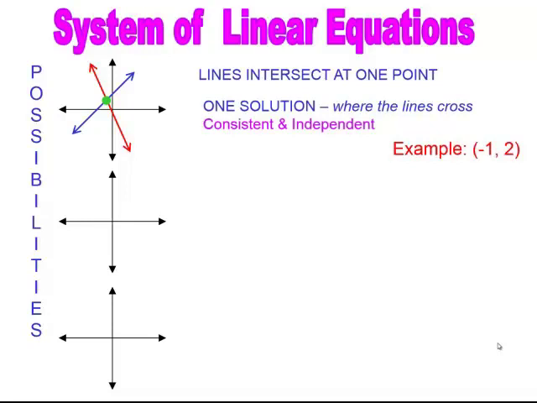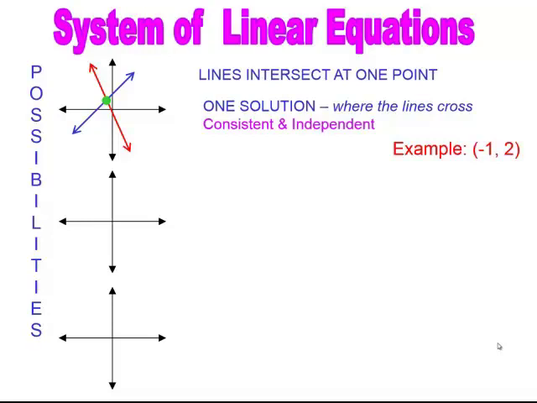So we have two linear equations. They have an intersecting point. That intersecting point would be the solution for the linear equations. This is known as consistent, consistent meaning that there is a solution, and independent meaning they are two separate equations.